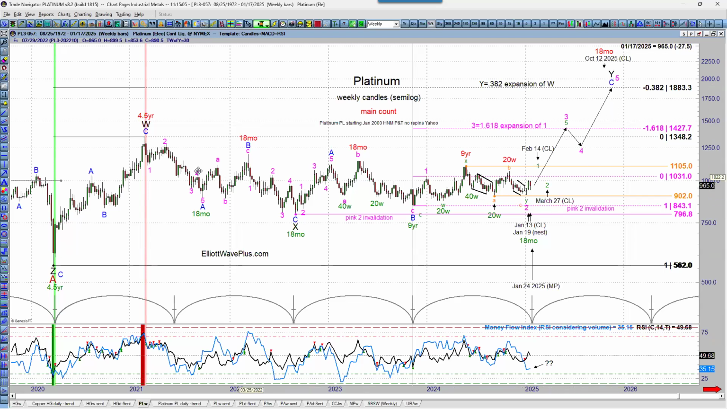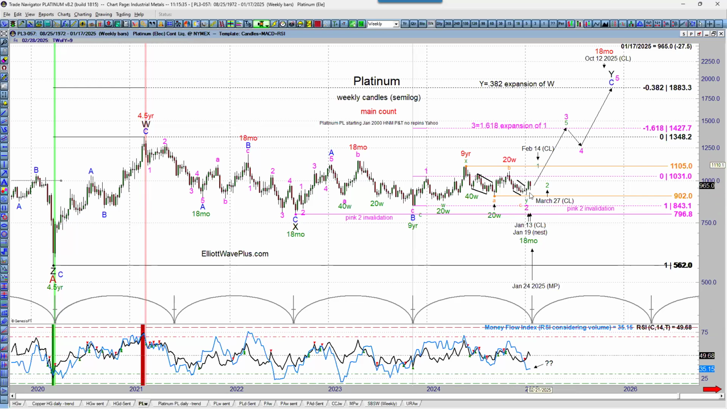Platinum has been in this sideways consolidation now for several years, really for over 3 years. Really not doing much of anything. There's an 18-month cycle trough due about now. I think it probably already finished and put in that 18-month cycle trough on platinum right here. And then we're in the beginning stages of a big rally.